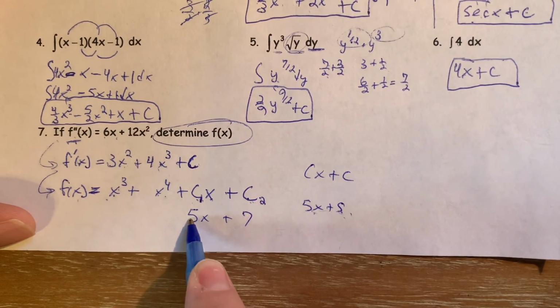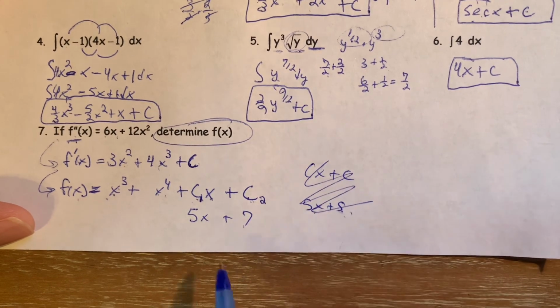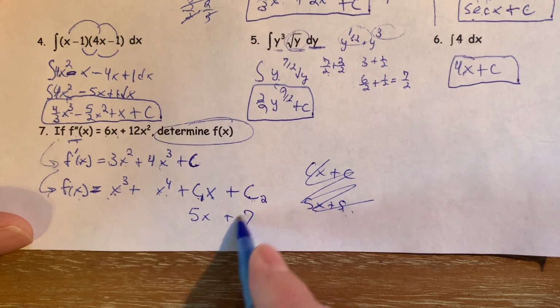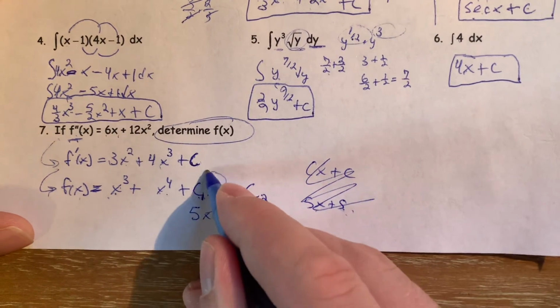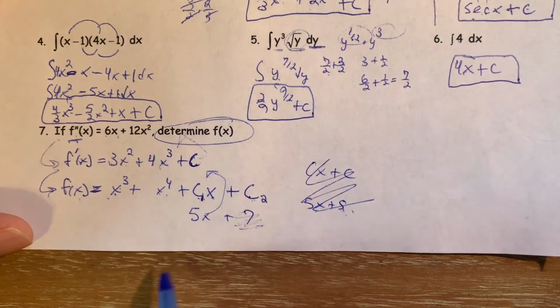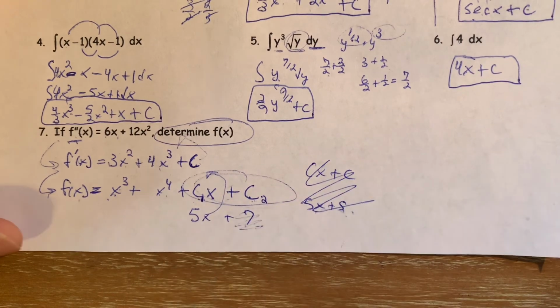You can have any constant here and any constant here, and they will both work to give you the second derivative. And the reason is because when you do the first derivative, this one will go away, and this one will become a constant. And then when you do the second derivative, this one will also go away. And so you can have any number times x and any number there.